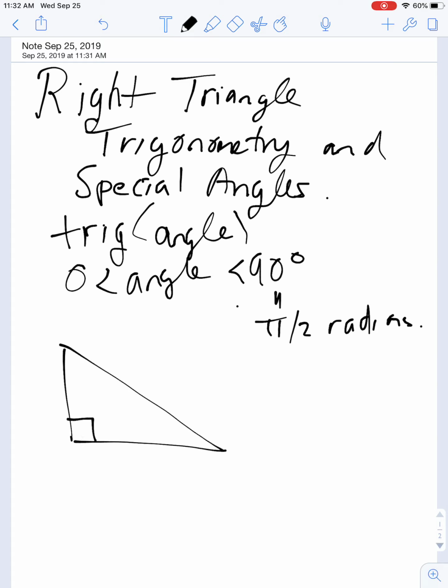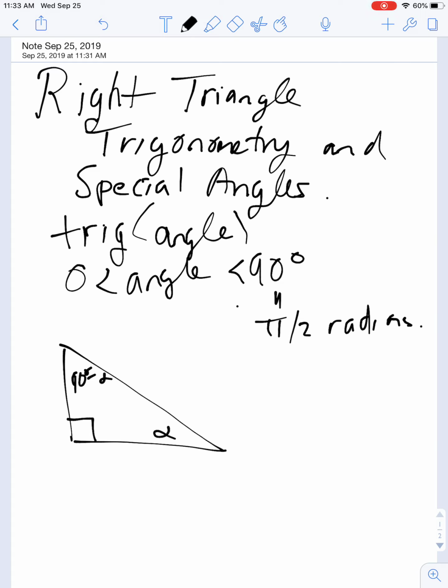Well, if one angle is, say, alpha, we know that the total number of angles in the triangle adds up to 180 degrees, so we can take 180 minus 90 minus alpha, and that gives us the last angle. So 90 degrees minus alpha is the last angle. So we can always think about this angle alpha as really living in some kind of right triangle.